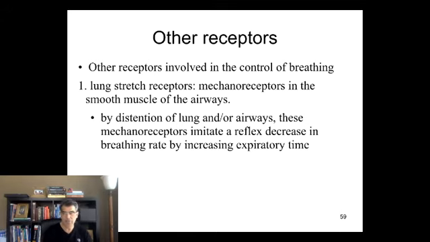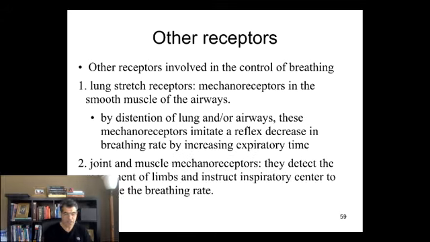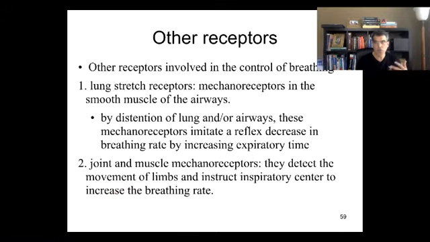So that's another receptor. The second receptor that we have is in the joint. As soon as you start running and doing exercise, there are receptors in the joints and muscles that are going to send impulses to the brain even before your muscle needs more oxygen, but your brain knows that your muscles started doing exercise and I have to adjust the breathing rate.